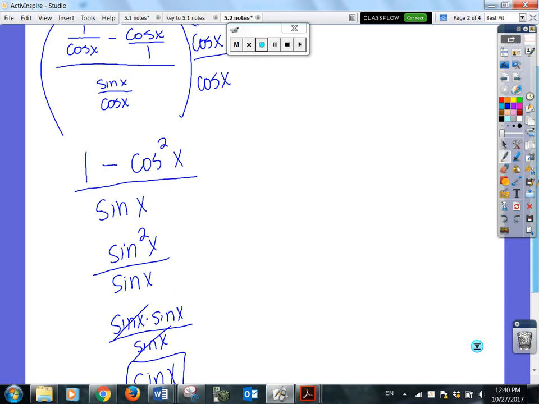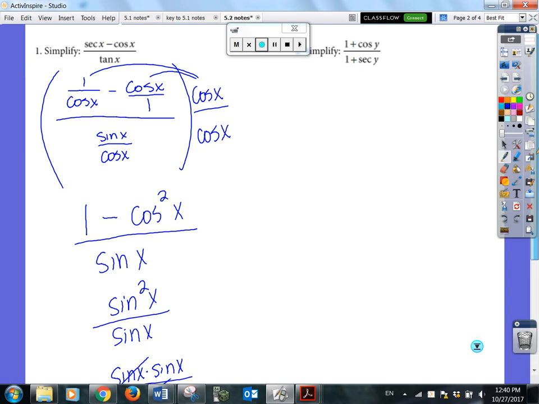Just as a preview for Monday, when we add the proof part to this exact problem, we could do it as a proof. All that would change is this would say equals sine x, and it would say prove. These exact same steps, and then you would just say what you did. So from here to here, I got a common denominator, or I multiplied through to get rid of the denominators. Then I added, then I used the Pythagorean identity, then I simplified.